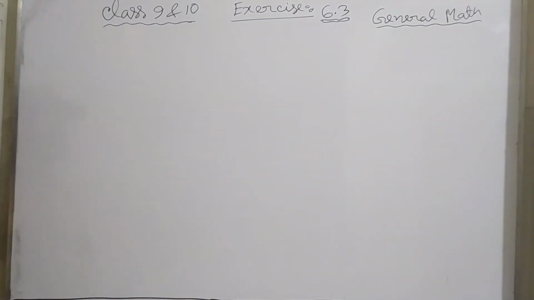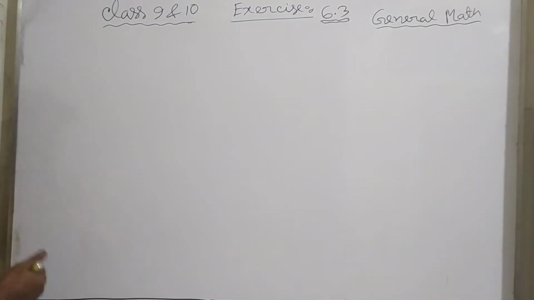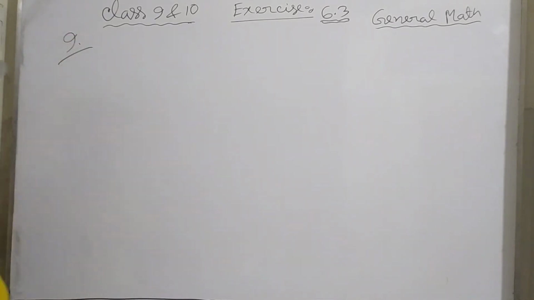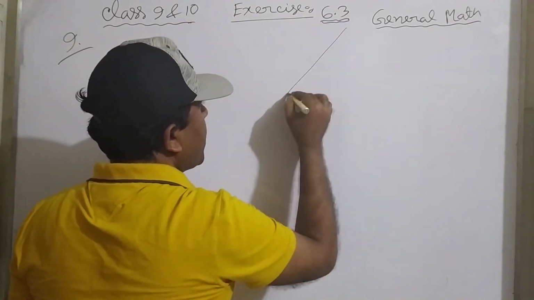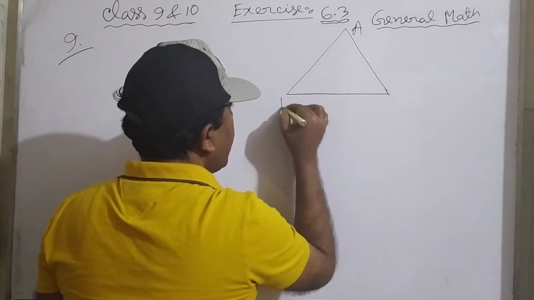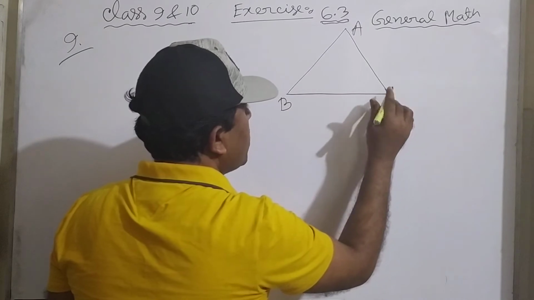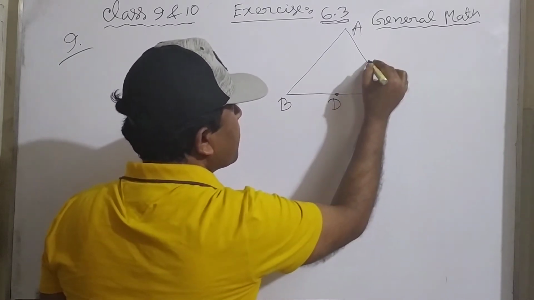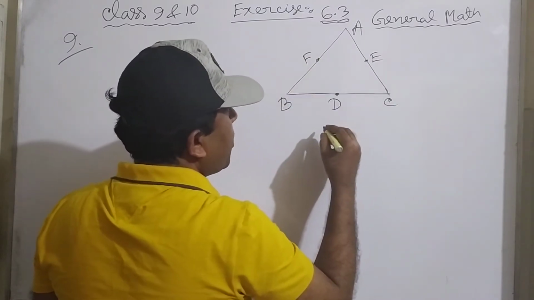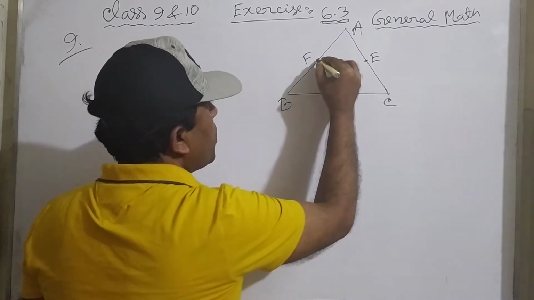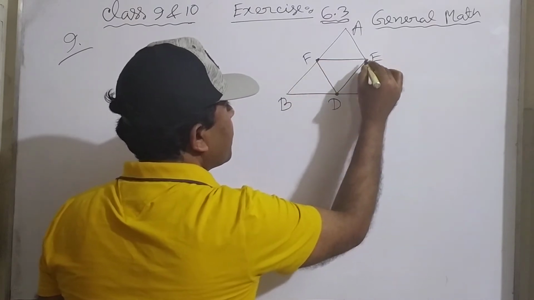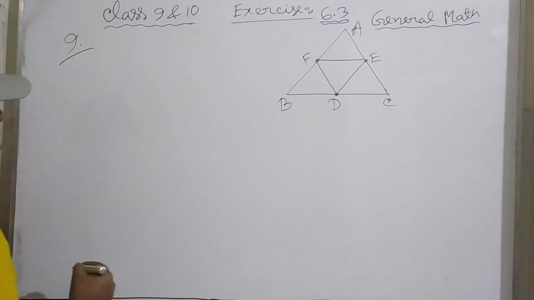Exercise 6.3, general math. Problem number 9. ABC is an equilateral triangle. The three sides of the triangle are equal. D, E and F are the midpoints of the sides of the equilateral triangle. We have to prove that triangle DEF is also an equilateral triangle.